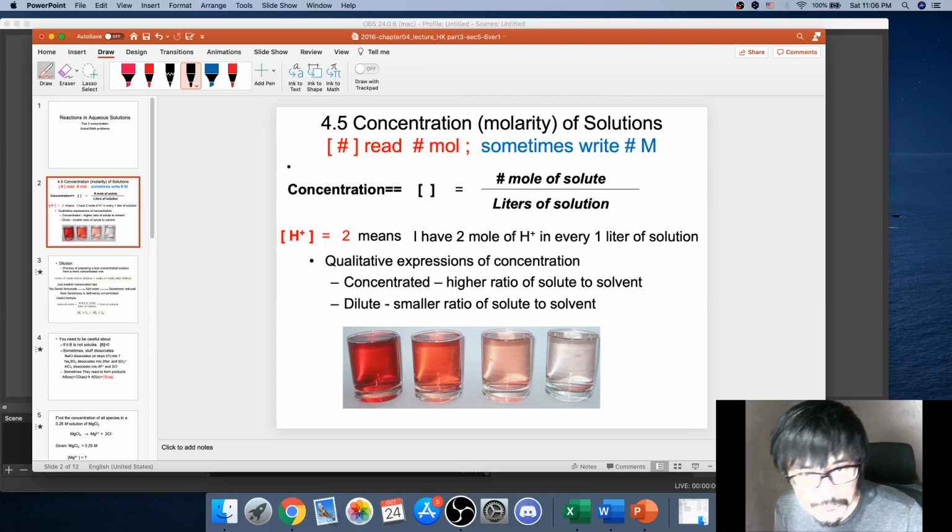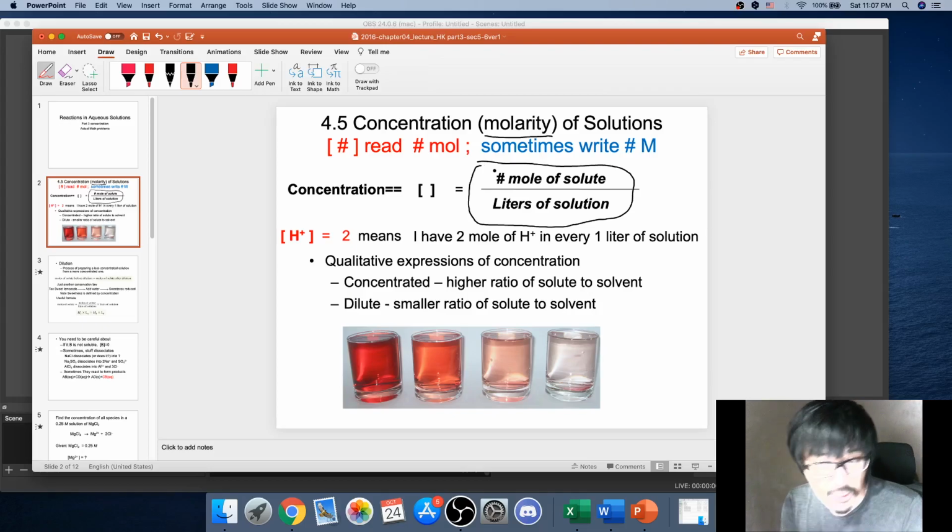The first thing that we are going to do is talk about molarity, its concentrations. Molarity, with a capital M, is defined by the number of moles of solute per liter of solution. So how many moles of the stuff is in every 1 liter of solution. We denote it with a square bracket, and that's the same as the mole, the capital M.